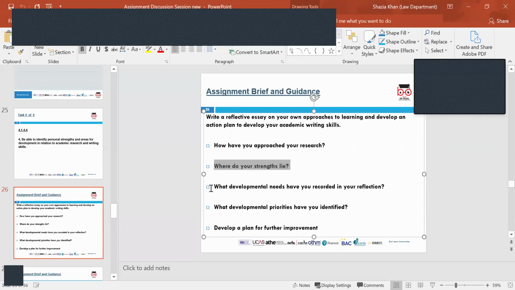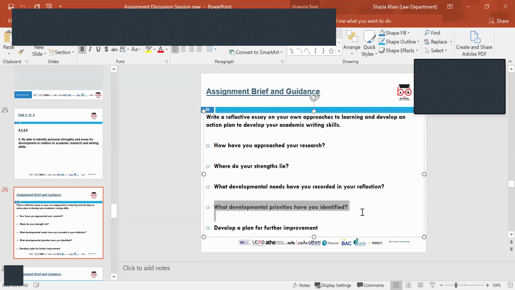The third one is, what developmental needs have you recorded in your reflection? If there's any developmental needs that you need to look at, make sure you are recording them. It might be that you need to prioritize your time, maybe that you need to research more, maybe you need to do more critical thinking, maybe you need to be more adaptable to change. So you need to identify your development needs.